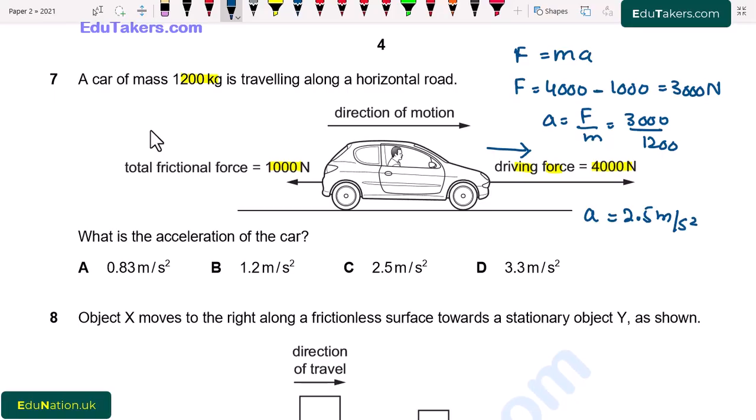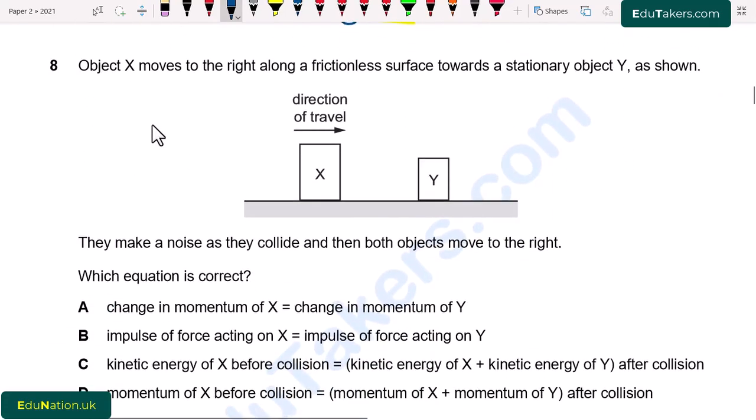Here is option A 0.83 meter per second square, B 1.2 meter per second square, C 2.5 meter per second square. So here option C is correct.